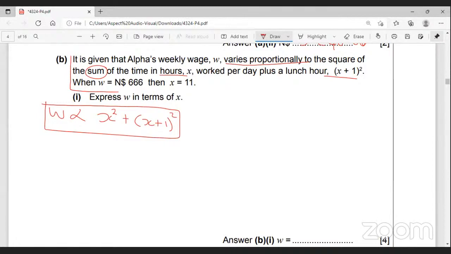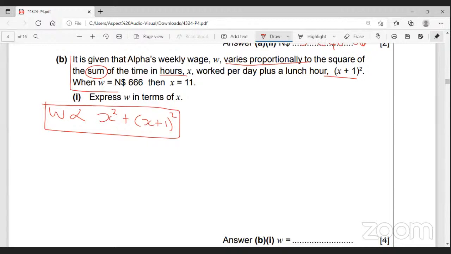Yes, Master Simba. I think it should be W is directly proportional to x plus 1 squared. X plus 1 in bracket, squared. That's the expression that was given here: x plus 1, all in bracket squared. So in other words, directly proportional to x plus 1 bracket squared. So what about the x squared? You already said plus the lunch hour. Is it plus 1 in the bracket? So that's the lunch hour. Isn't this correct?